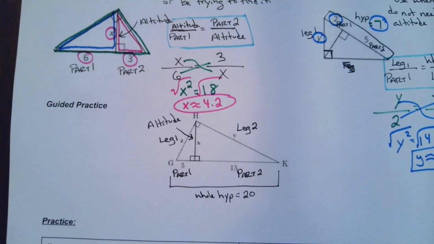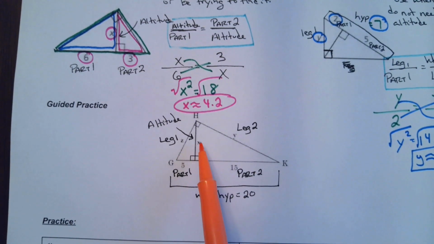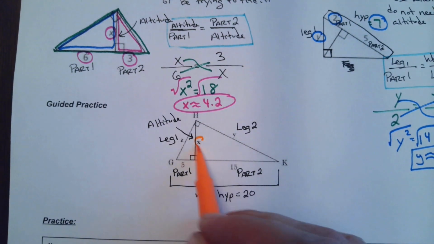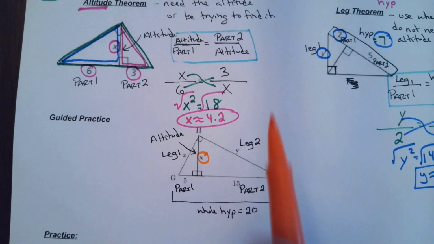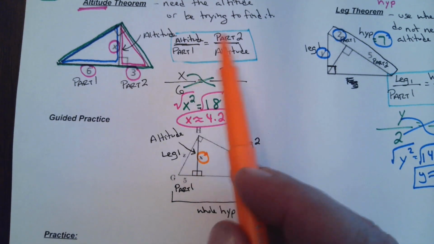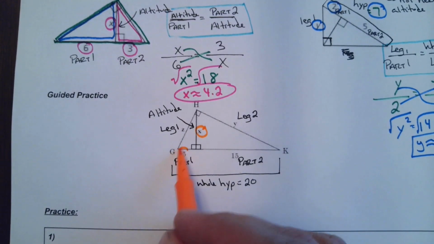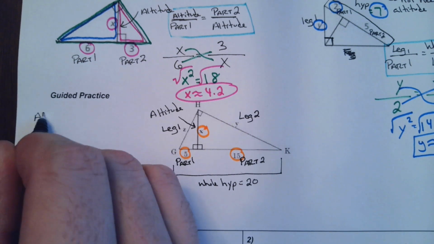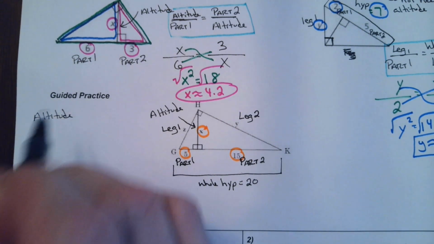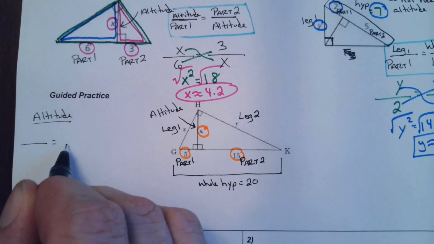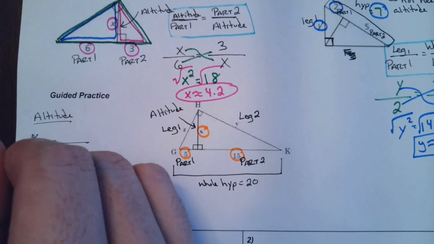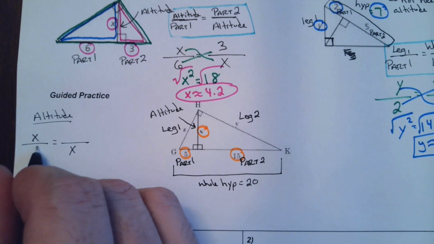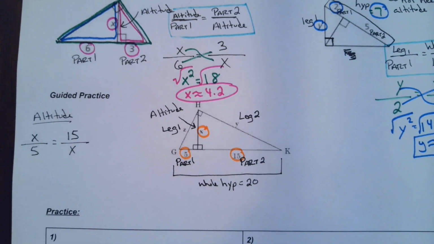Okay, now we can kind of start where we want. Most students choose to do altitude first. So my altitude is x. And I'll look back, I just learned this. So altitude, part 1, part 2. So that means I need x, 5, and 15. So I'm going to say I'm solving for the altitude. So set up my fractions, altitude, x, part 1 is 5, part 2 is 15.